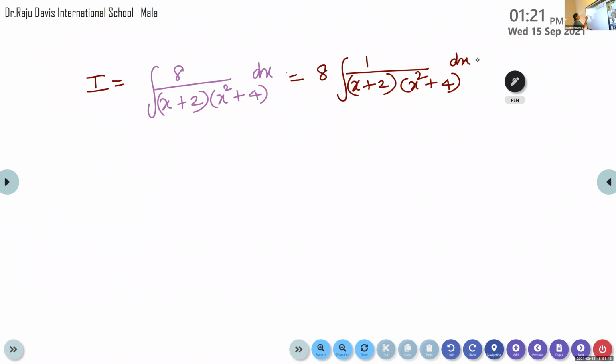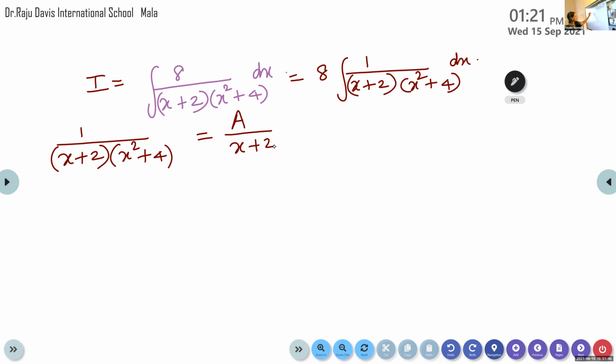Okay, so listen all of you. I'm taking the function inside, so 1 by (x plus 2) into (x square plus 4). If you take the first factor, it is a linear factor. So for a linear factor, how can we write? We can write this as A by (x plus 2). Here also the condition must be satisfied. Which condition? The degree of the numerator must be 1 less than the degree of the denominator. Linear means degree is 1. So in the numerator, I take only the constant A.